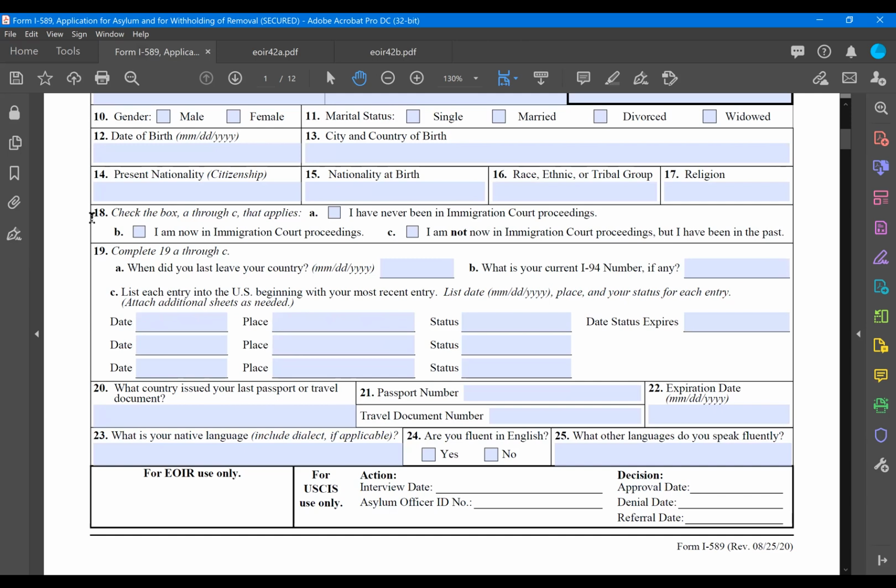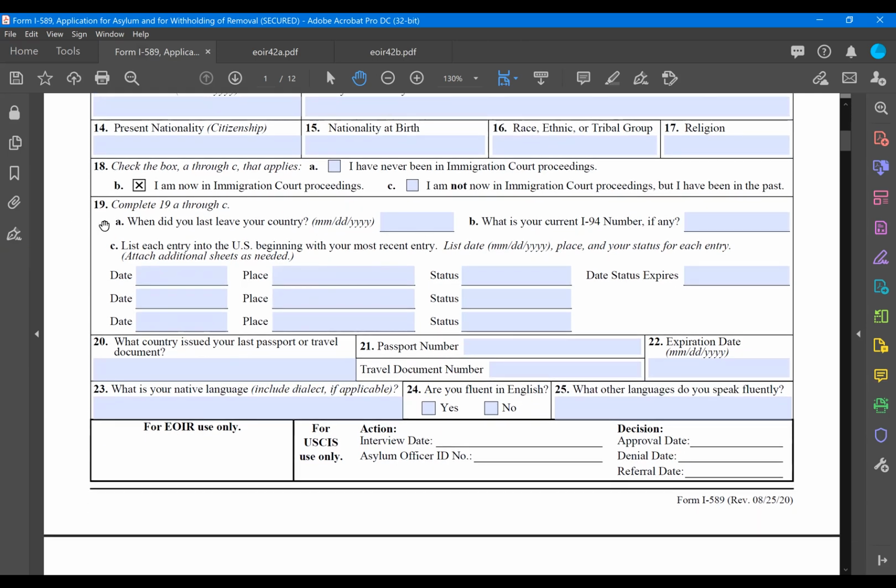Question 18 here has 3 different options. You should be able to figure this out by the consultation notes or by talking to the client. If they're applying with USCIS, they may have never been in immigration court proceedings. That may be true. Or they may not now be in immigration proceedings, but have been in the past. You'll need to look at those consultation notes and ask the clients. If we're submitting it to the court, that means that they are now in immigration court proceedings.